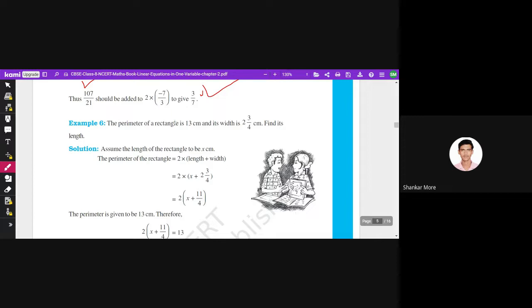Okay students, now let's take example 6. So the perimeter of a rectangle is 13 centimeter and its width is 2 and 3/4 centimeter. Find its length.